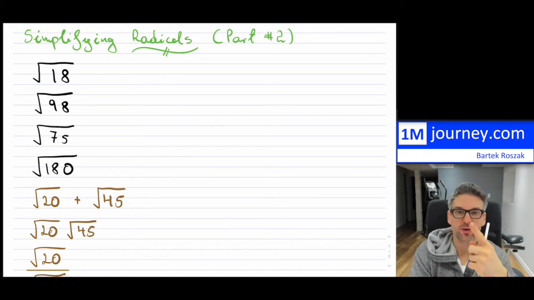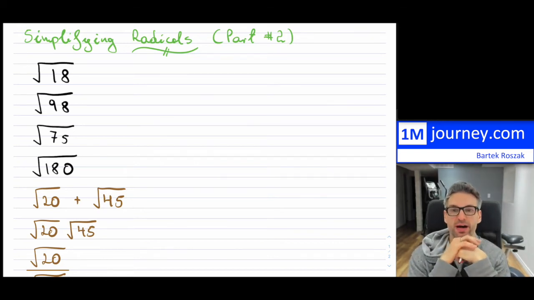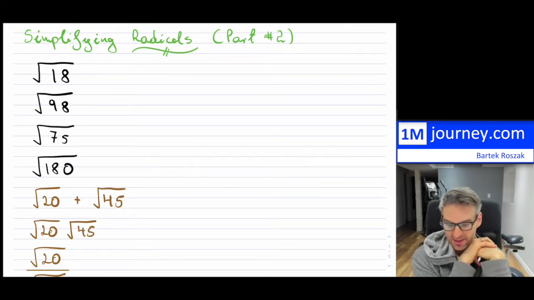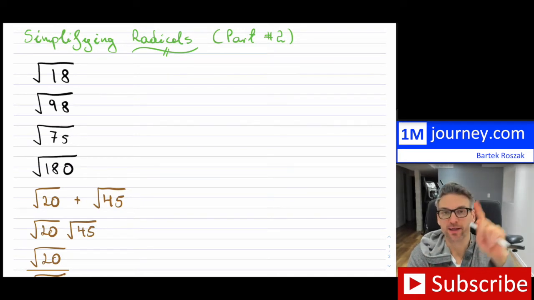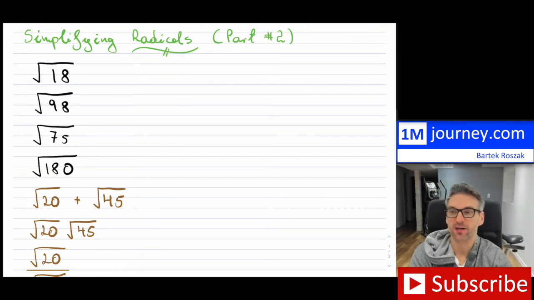All right, so 2 and 1, simplifying radicals, I guess part number 2. Now, if you haven't seen part number 1, I do highly recommend it because I will make some assumptions here. So take a look at part number 1. I'm going to put up a link up above.